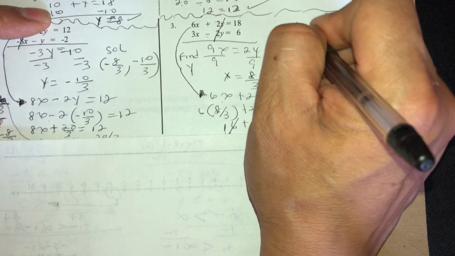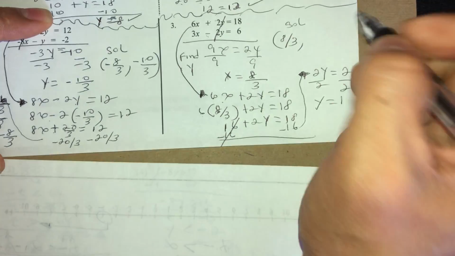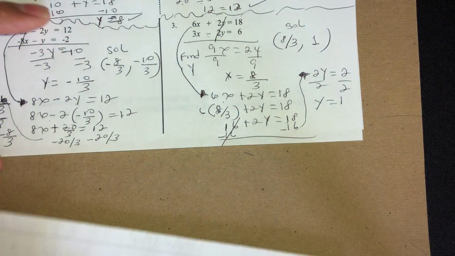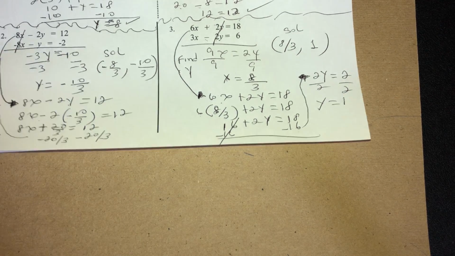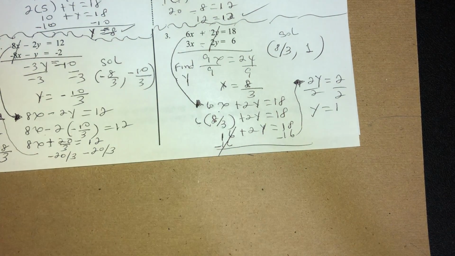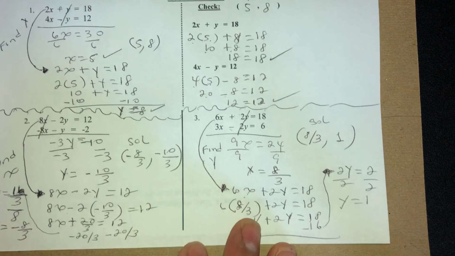So what's my solution? 8 over 3, comma, 1. So again, don't be afraid of the fractions, all right? Everybody learned in school how to do that, because I told my students in my class, all right? So let's do 2 more. You're going to have 4 like this as homework. Remember, guys, they're going to be just ready for you to solve, and you don't have to check.